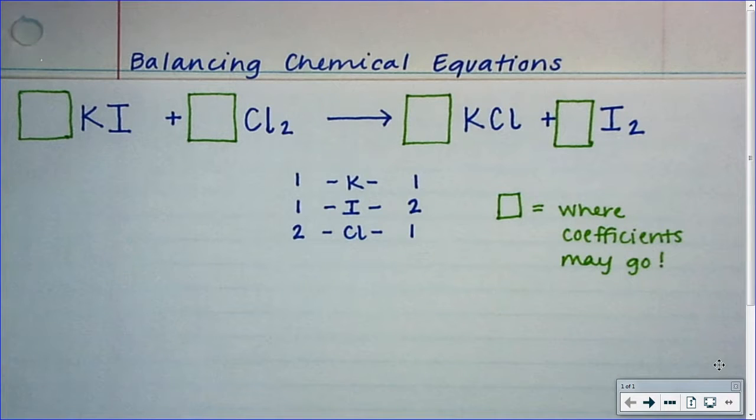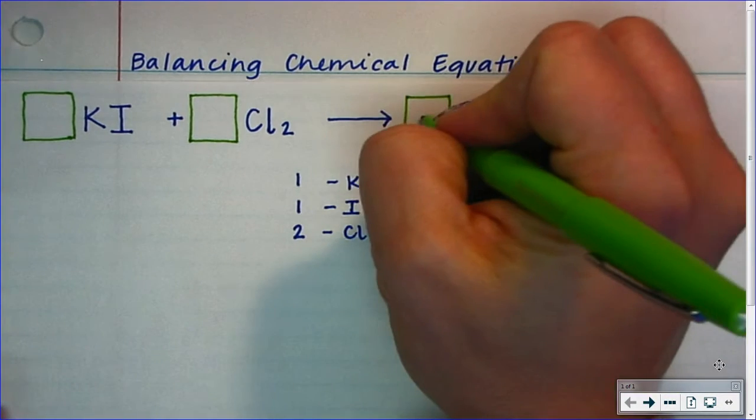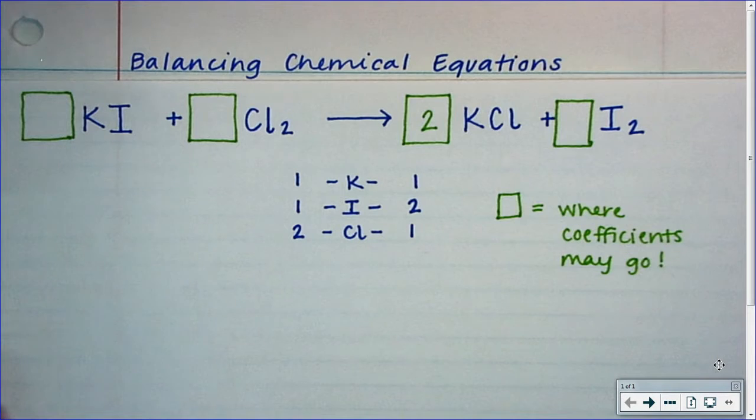So to balance, we need to figure out what our strategy is going to be. Now in this video, if I start one way, that doesn't mean you can't start another way and get the same exact answer. On the reactant side, we have 2 chlorines, and we do not have 2 chlorines on the product side. So I'm going to start by putting a 2 in front of KCl. By placing this 2 in this box, now we are going to have 2 potassium and 2 chlorines on our product side.